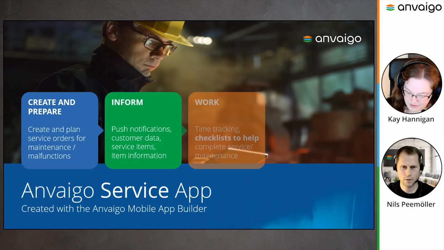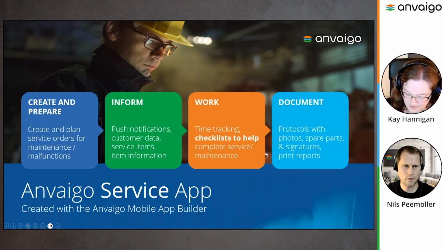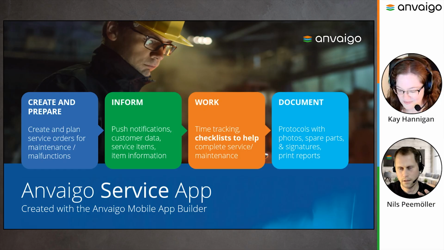If we have a short look in the service app, we always have these 4 steps: creating, preparing, informing the customer, doing the work. And then in between, we have the checklist to do the job. And then we have everything else within the service app, of course, available. So this is completely included in the service app, and then it's available.